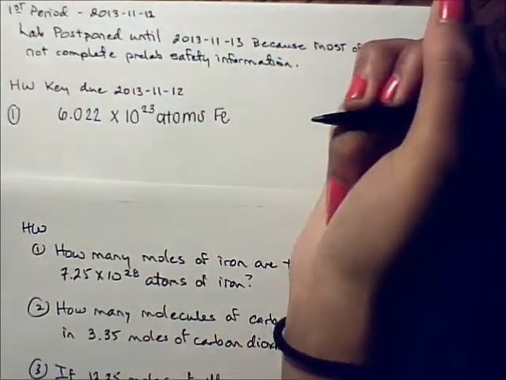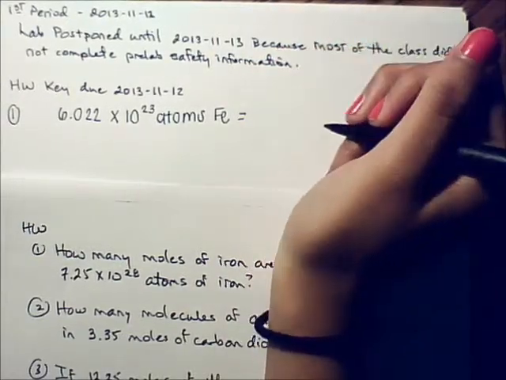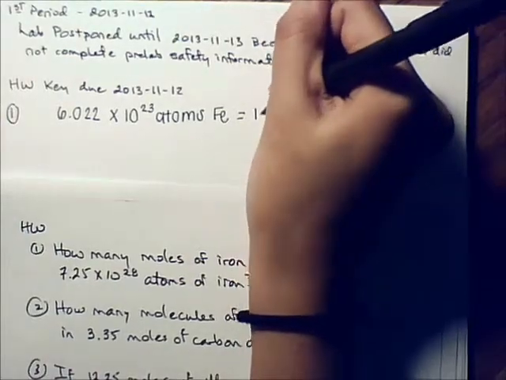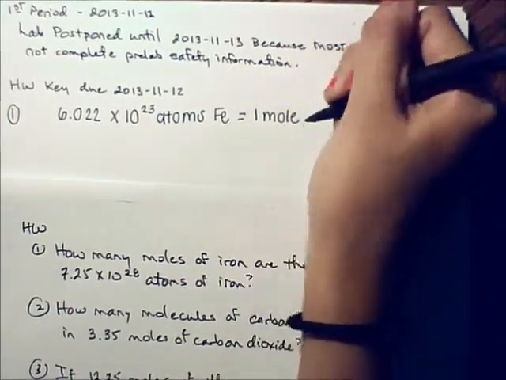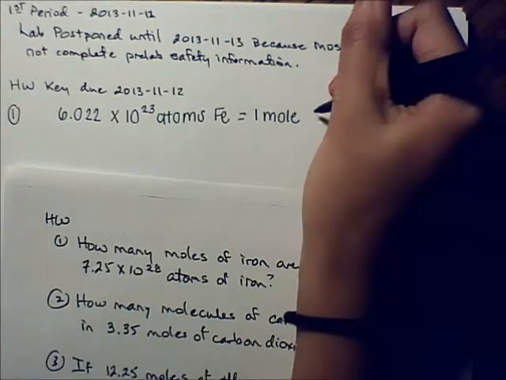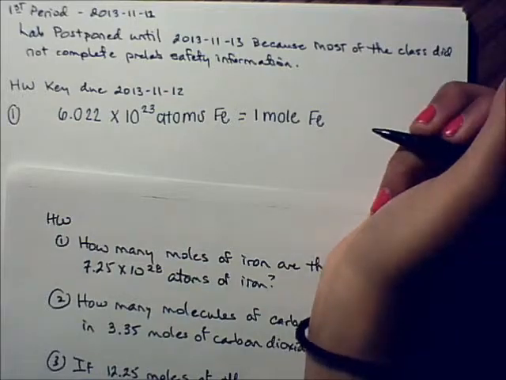Okay, good. Equals. The 7 point... No, 1. 1 mole of that thing. Of Fe. That's right. The thing is iron. Okay. Now, that's how you write your equality statement.